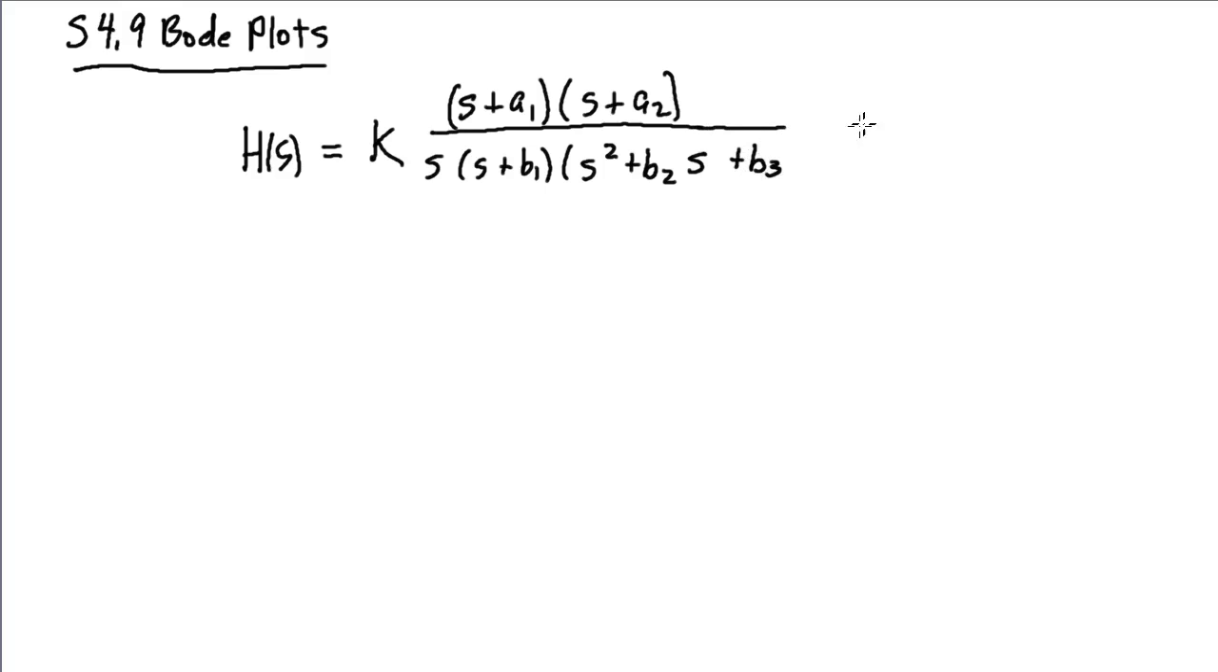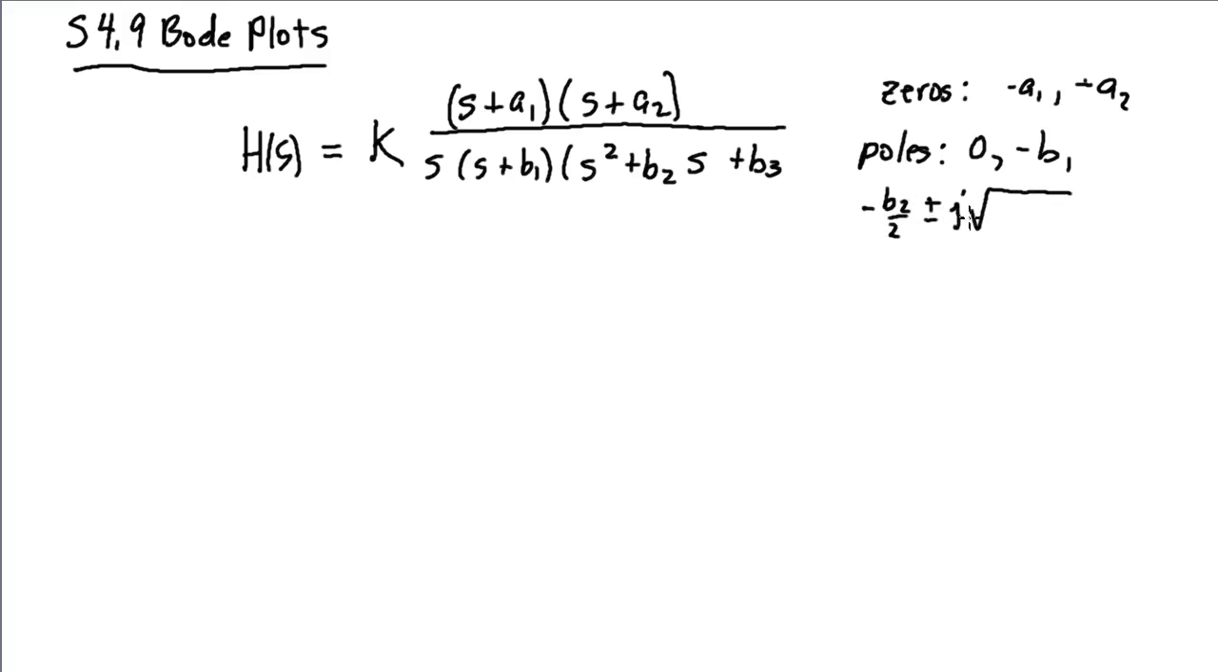Okay. So this has zeros at minus A1 and minus A2, and then poles at 0, minus B1, and then we could use the quadratic equation to show that there are complex conjugate pair poles at minus B2 over 2 plus or minus j square root of B3 minus B2 squared over 4.